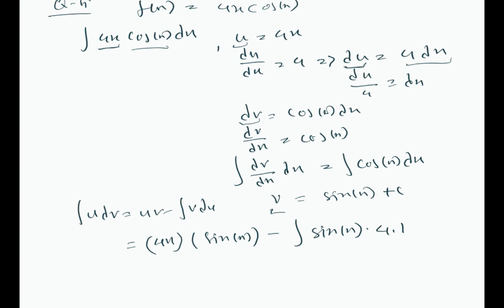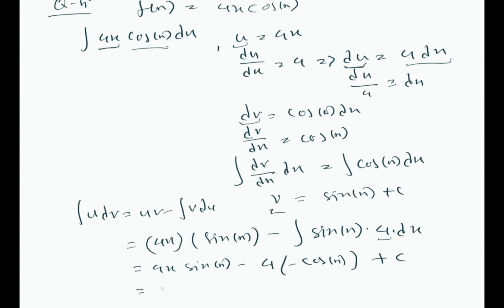What is du? Our du is equal to 4 dx, right? Okay, so I can write 4x times sine of x minus the integral of sine of x, which is actually minus cos of x. Sorry, first I need to factor out this constant 4, so I can write this 4, and then the integral of sine of x would be minus cos of x. Okay, then I can just put a constant c.